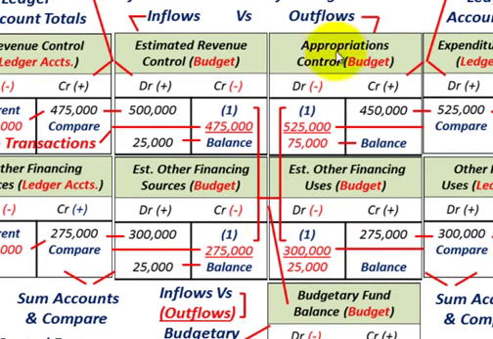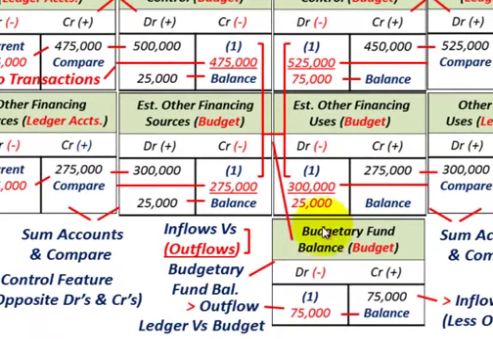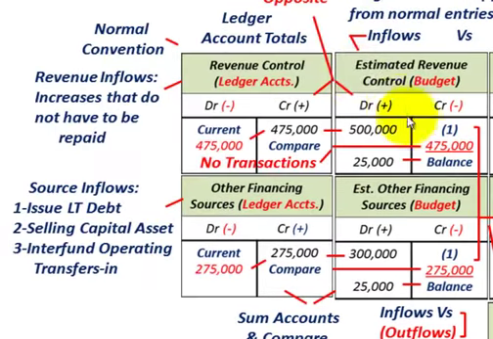Now let's move over to our outflows. We're going to have our appropriations control. That's going to be a debit minus, credit plus, and then we're going to have all our estimated other financing uses for the budget. Again, debit minus, credit plus. And at the end, we're going to have to come up with a budgetary fund balance for the budget itself. We'll look at that in a little more detail, but let's understand this control feature, and how we can compare our actual amounts at any time to the budgeted amount.